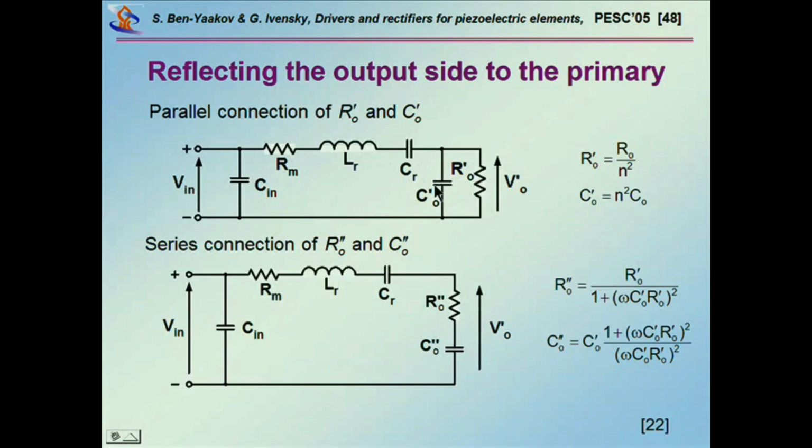Yes, please. One question: if I have a step-down application and the second capacitance C0 is relatively large, for instance, then I can neglect it and I just have all this. That's correct. But in the other direction, I have to. That's correct.